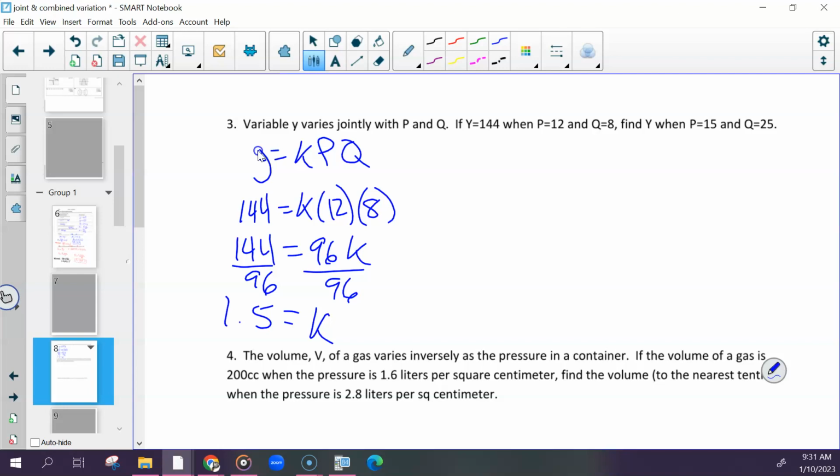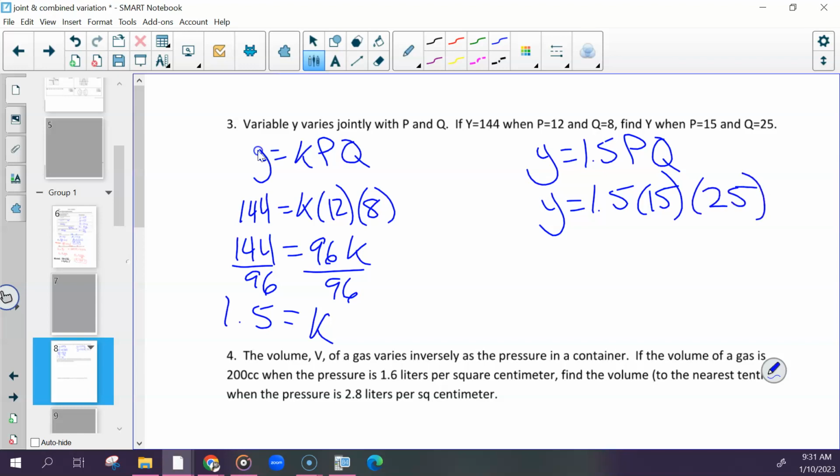After we find our K, the process is the same. Put in your K value first. So y equals 1.5 PQ. Look and see what you're given, what you don't have. We are looking for y, so that's going to say y. We know K is 1.5. We know P is 15, and Q is 25. Multiply those all together.